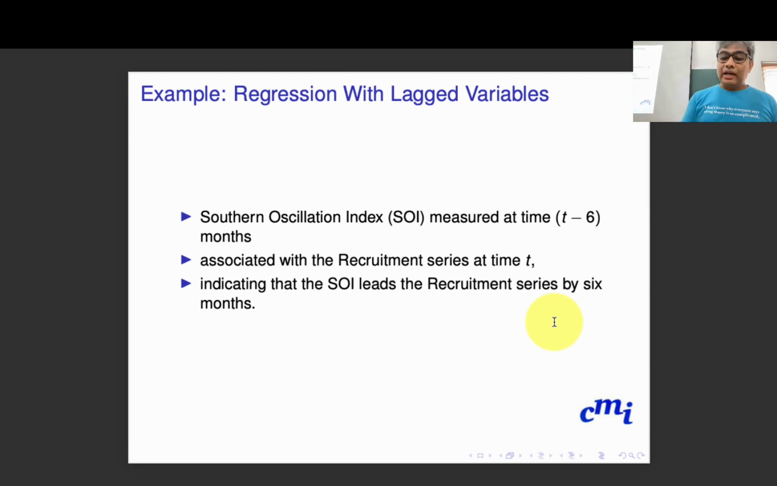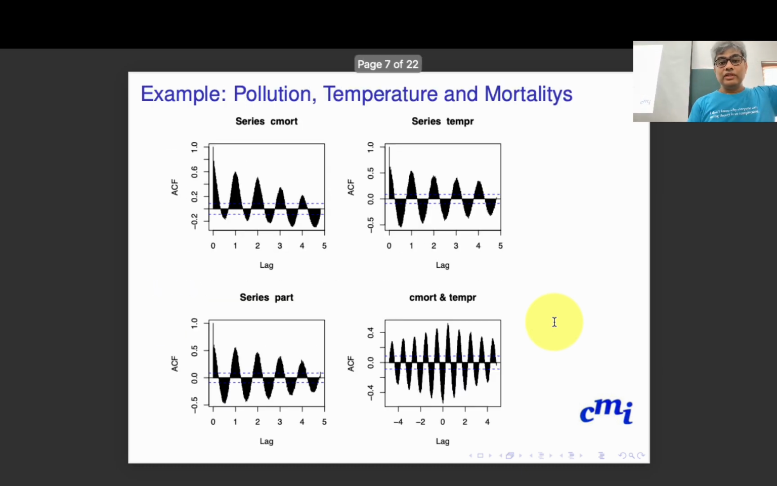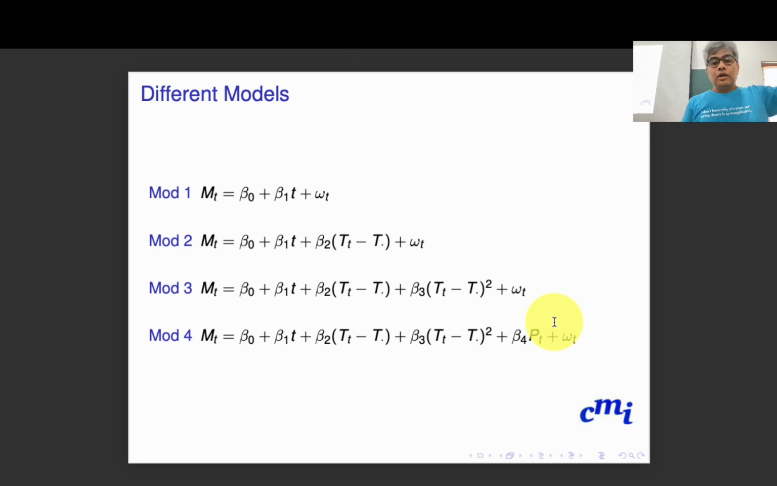So here till now, whatever we were doing, there were no lagged variables involved. Everything was t versus t, xt versus yt, or yt versus zt. So if you look into this model, there were no lagged variables. So what is T naught? T naught is basically the average of the T. You take all the T values, take the average.